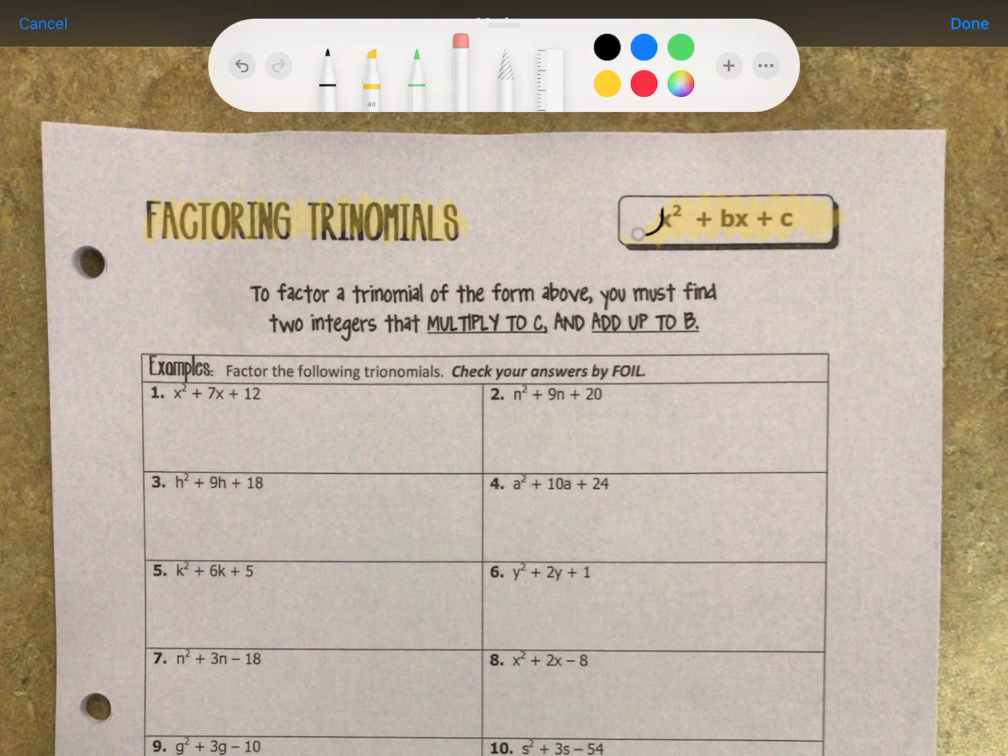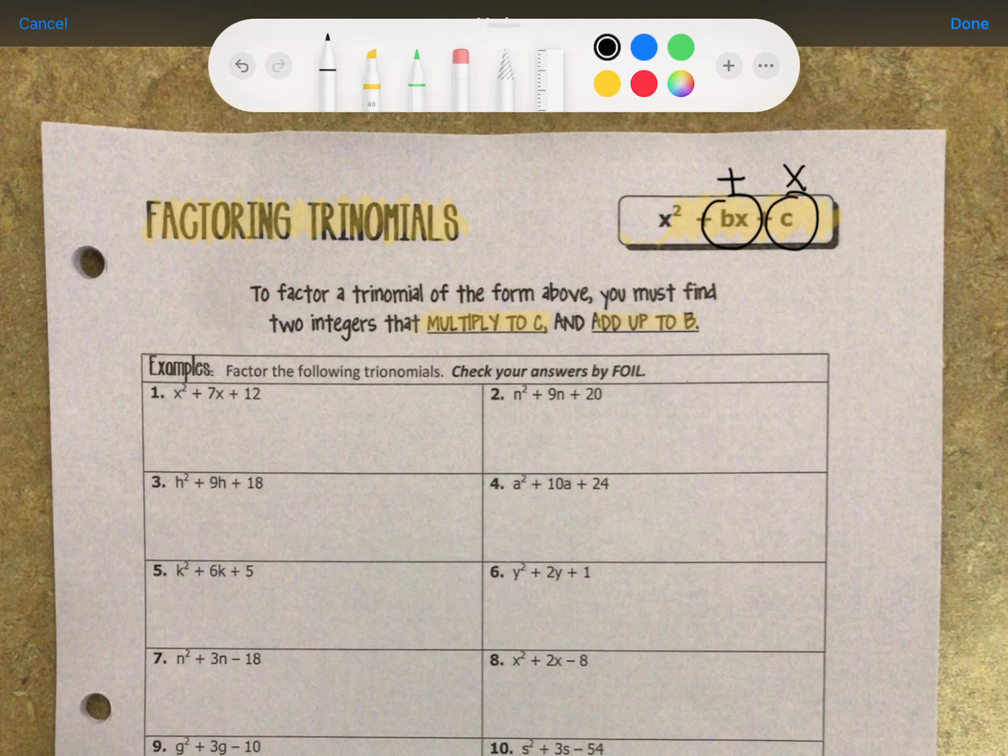All right, so what we're going to do is find some factors that multiply to give us our c value, which is the last number in the trinomial, and those same two numbers have to add up to give me my b value, which is the middle number. So you're finding factors of c that add up to give you b. The first few that we look at are all going to be plus signs, so it's pretty simple. Then we move into some plus minuses and then some minus minuses.